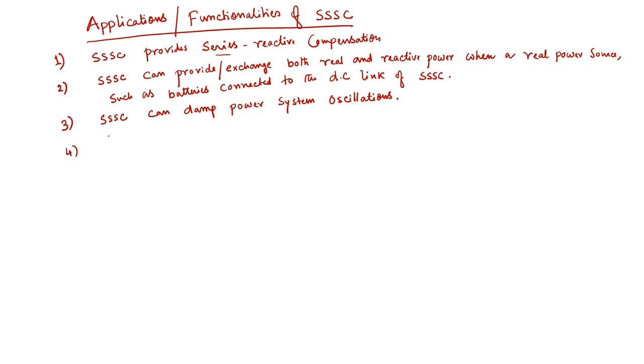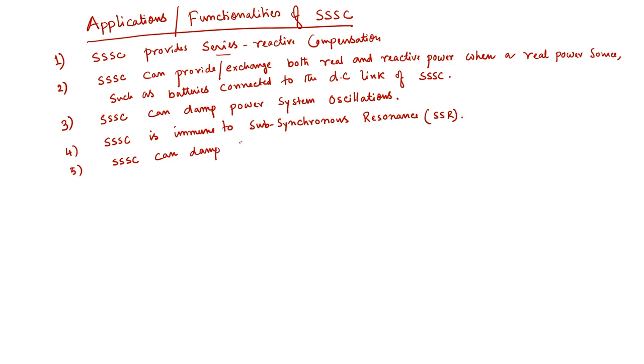Number 4 is that SSSC is immune to subsynchronous resonance, or in short SSR, which is an important functionality of SSSC. Why it is so, I will come to that. Number 5 is that SSSC can damp SSR, that is subsynchronous resonance. Okay. So, let me discuss all these functionalities one by one.